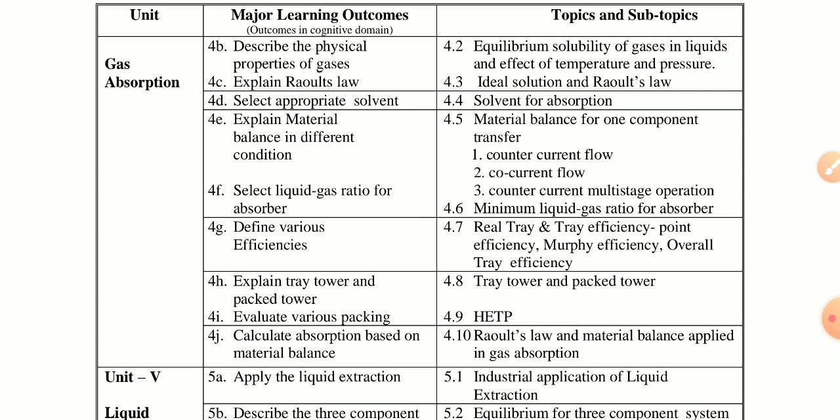Explain material balance in different conditions. Select a liquid gas ratio for absorber, minimum liquid gas ratio for absorber. Define various effectiveness for a real tray: tray efficiency point, Murphy efficiency, overall tray efficiency.